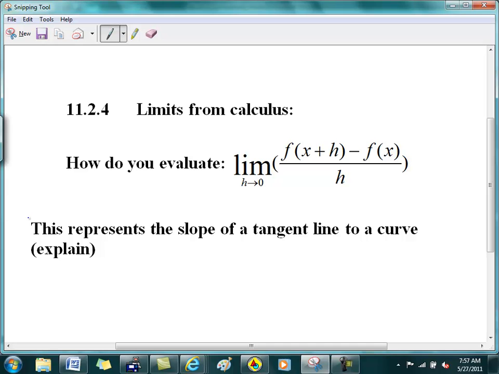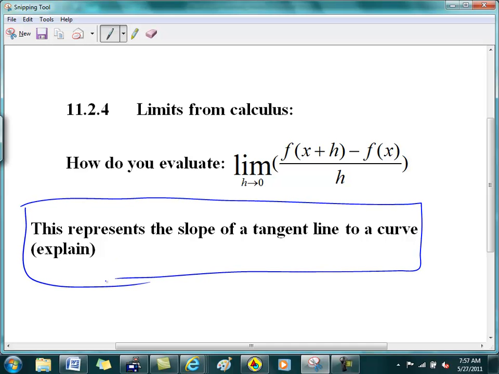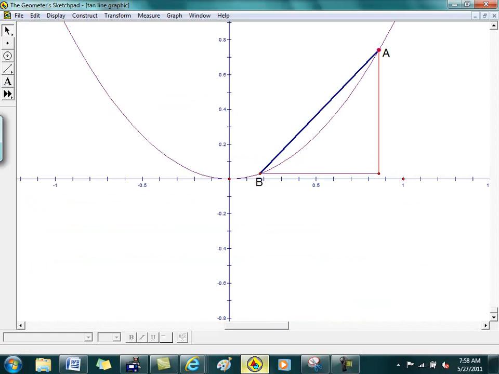And this is the key concept here. This represents the slope of a tangent line to a curve. Get this down and then I'll start explaining what I'm saying. Okay, everybody got this down? Take this down and I'll explain that.